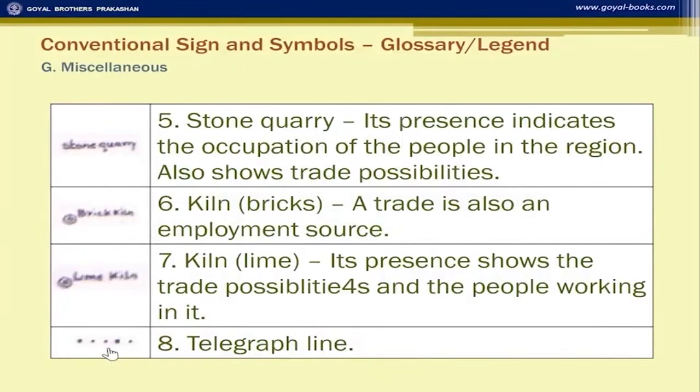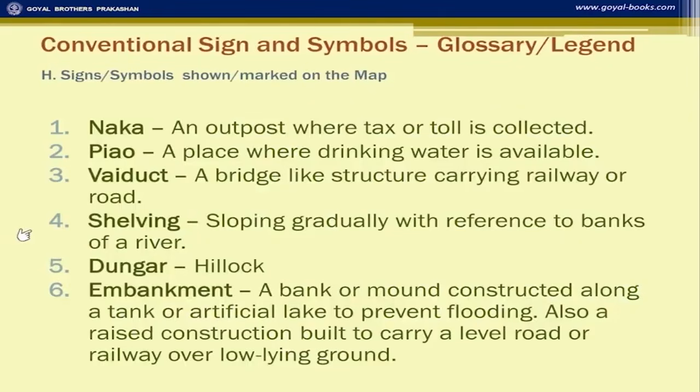The telegraph line is generally shown with a square and a dot. Sometimes you can see these words on the survey sheet as they are given, so you should know that they are just to be identified. Naka is an outpost where tax or toll is collected. Pyao is a place where drinking water is available. Viaduct is a bridge-like structure carrying a railway or road. Shelving is sloping gradually with reference to the banks of a river. Dungar means a hillock.